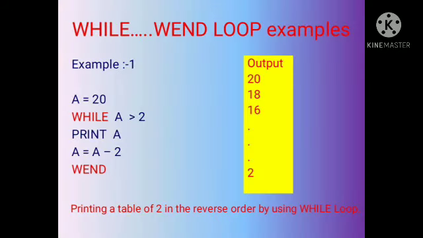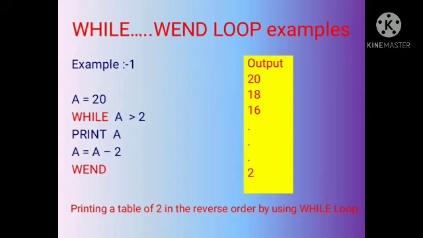Now we are going to see examples of while loop. First example, here the first value is given as 20. When that value is 20, at that time it will check the condition: a is greater than 2. When the value of a is greater than 2, then it will get printed, so 20 will get printed.